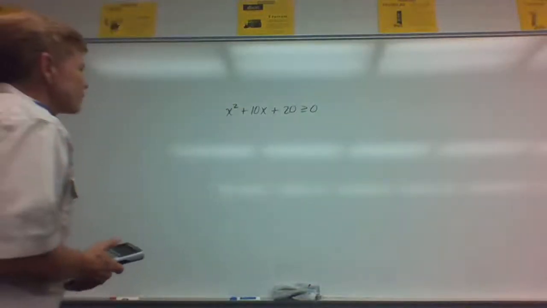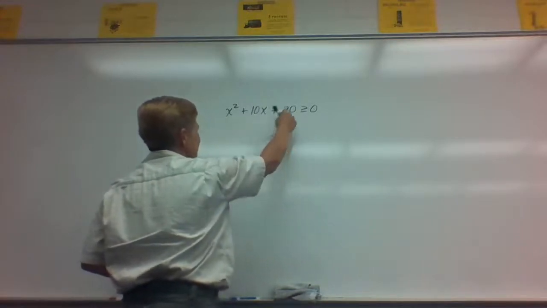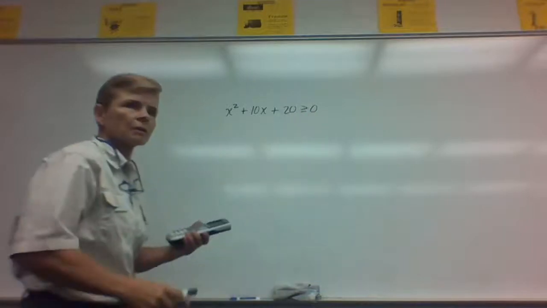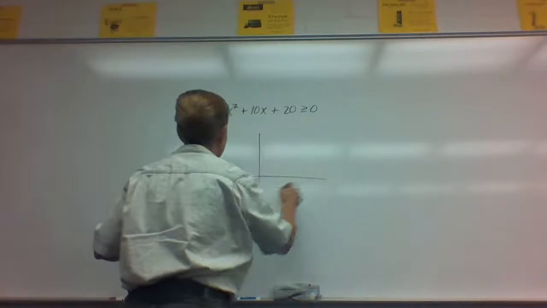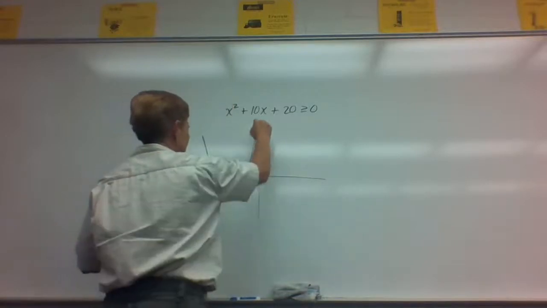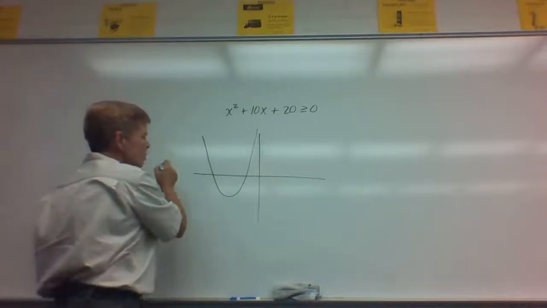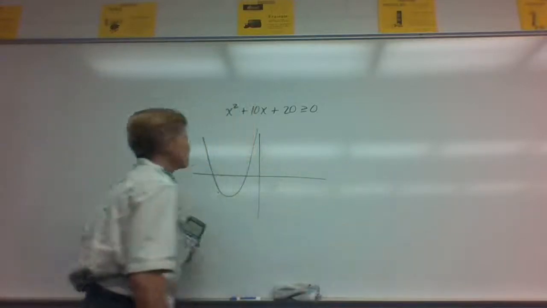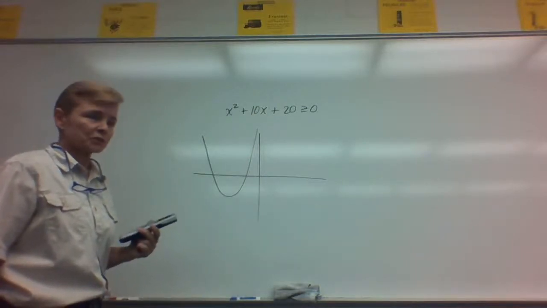We want to figure out the x's that make the return value for plugging it in positive. The graph looks something like this. Just something like that, okay? Based on what you're looking at, which values on here return positive values when you plug in those x's?